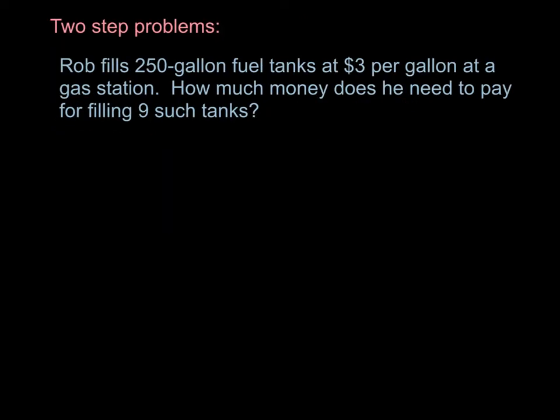Sometimes it takes more than one step to solve a problem. Let's try a 2-step problem. First step, read the problem. Rob fills 250-gallon fuel tanks at $3 per gallon at a gas station. How much money does he need to pay for filling 9 such tanks? So we need to know how much money, and we want 9 such tanks. So our sentence answer might say, he needs blank dollars to fill 9 such tanks.